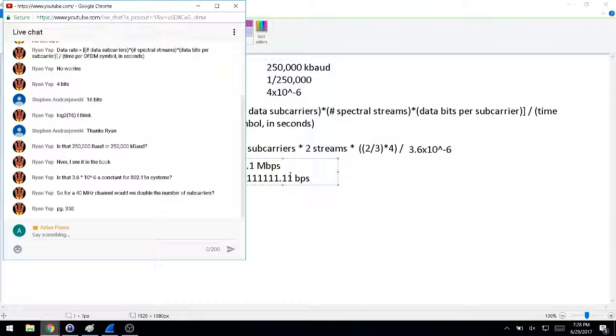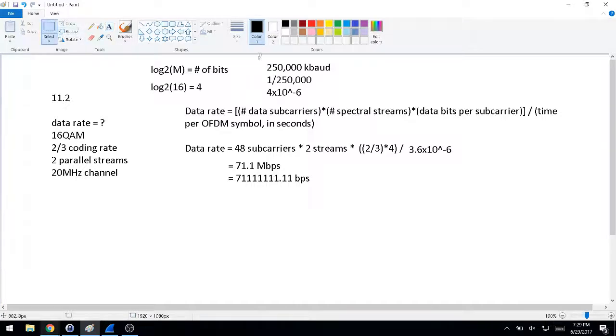So like he said, on page 358, we have the example formula, which is probably where Ryan pulled his formula from as well. But he has the valuation where they say that the time per OFDM symbol is 3.6. And so that's likely what they're using as a constant for 802.11n transmissions. But the assumption that we can just jump to double the numbers is not quite right.